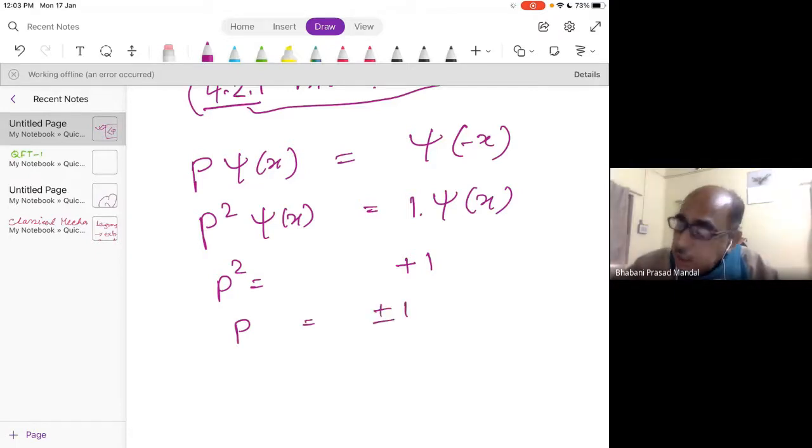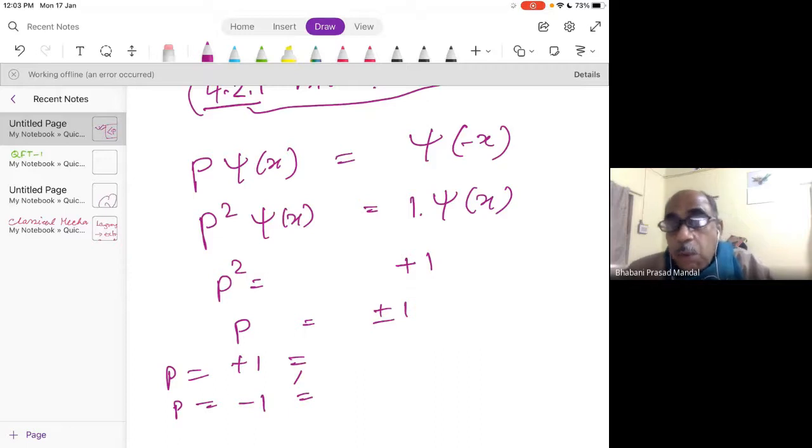What is the eigenfunction? Suppose P equal to plus 1, what is the eigenfunction? Or P equal to minus 1, what is the eigenfunction? Just tell me. See, that is the point I am emphasizing from day one. Whatever you have learned superficially, now you can say correctly the eigenvalues, but you cannot say the eigenfunction.